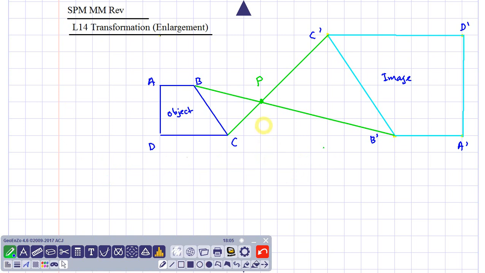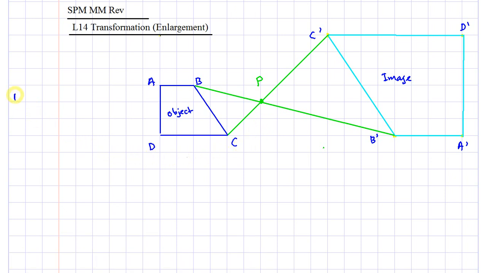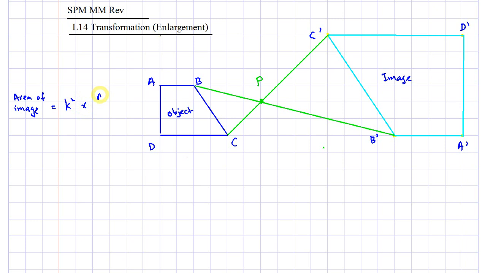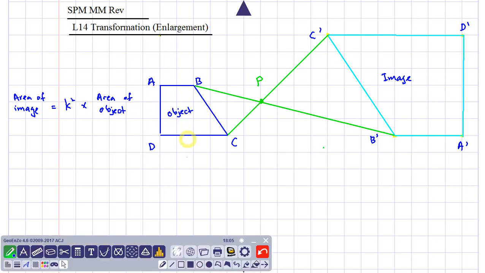For enlargement, there is another very important thing that we need to know. Area of image is equal to k squared, the scale factor squared, times area of object. This one we need to remember, it always comes out in SPM.